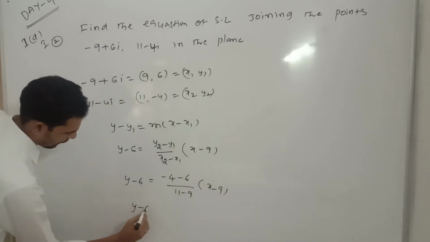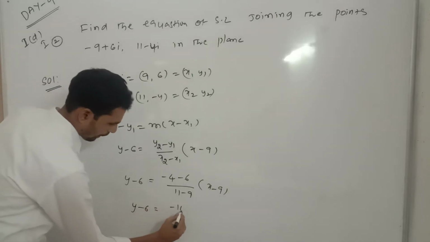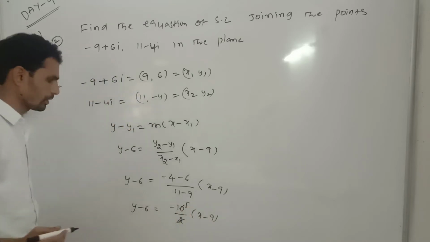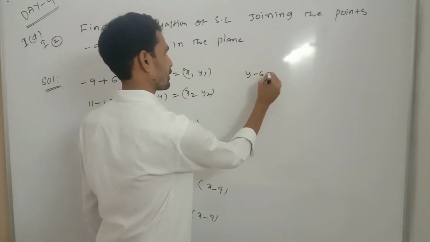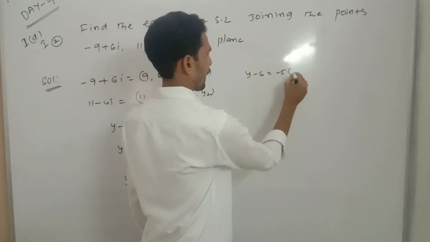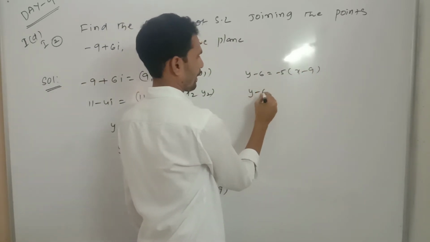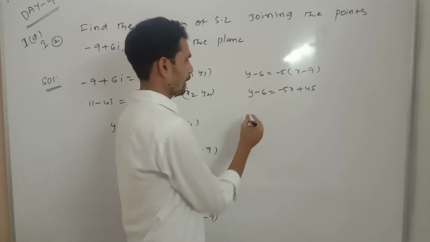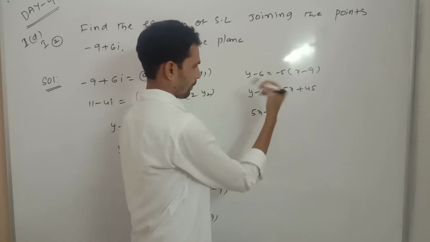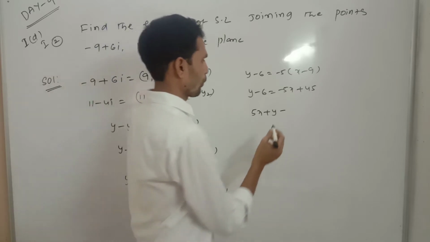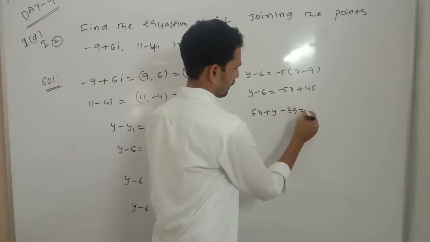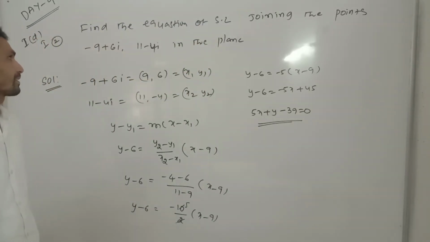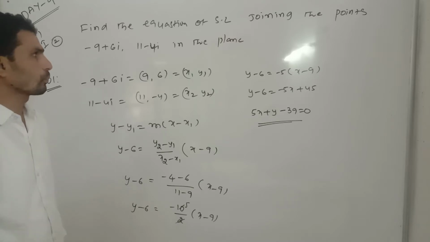Now here y minus 6 is equal to minus 10 by 2 into x minus x1. That is y minus 6 is equal to minus 5 into x minus x1, which gives y minus 6 is equal to minus 5x minus 45. Taking the total equation to the positive side, 5x plus y plus 39 is equal to 0 is the equation of the straight line through minus 9 plus 6i and 11 minus 4i.